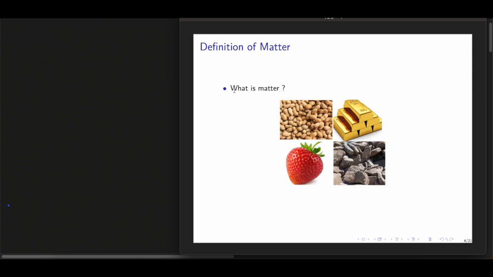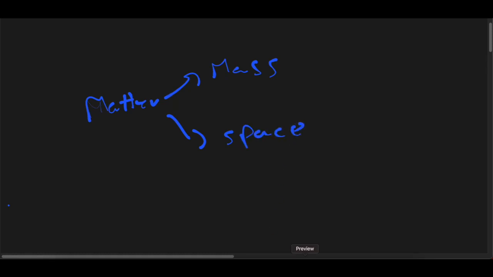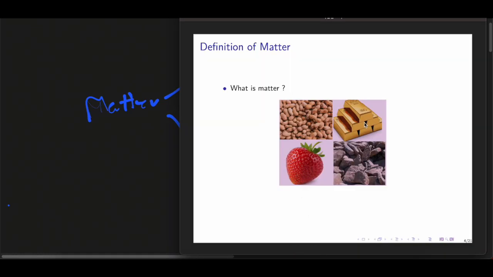First, what is matter? Matter, we can define it as anything that has a mass and occupies a space. As in this example, we have peanuts, gold ingots, strawberry, rocks, plants, water. Everything that has a mass and occupies space is considered as matter.